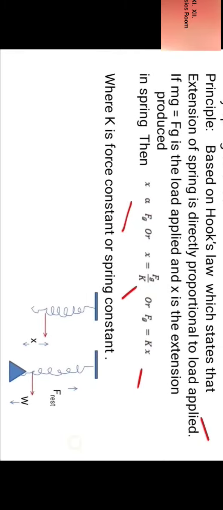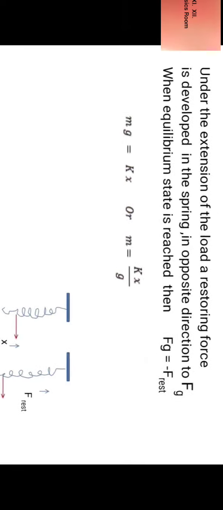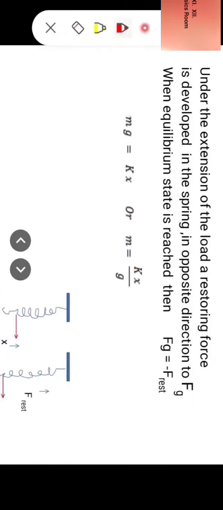Now you can see in the diagram, this is a spring's initial position. When load W is applied, it takes extension x, and a restoring force F rest is developed in the spring in the opposite direction to the applied load W, equal to mg, equal to Fg. Under the extension of the load, a restoring force is developed in the spring.